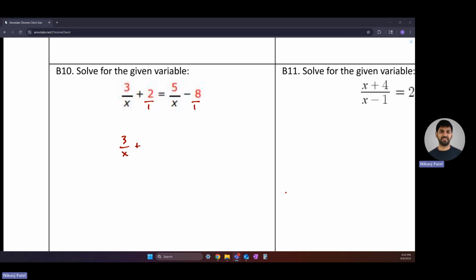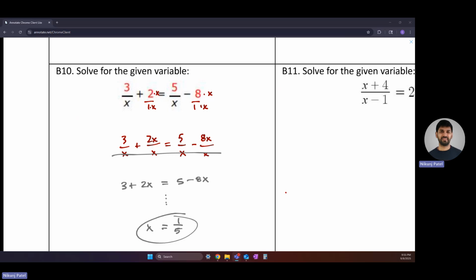Since we only have 1's and x's, we can just make every denominator an x. So 3 over x stays the same. This one will become, if I make this an x times x, then I'm going to have 2x up here times x times x. Right, 5 over x stays the same, times x, so minus 8x over x. So same process as before, 3 plus 2x equals 5 minus 8x. Finishing it from there, you should end up with a fraction as your answer, 1/5.